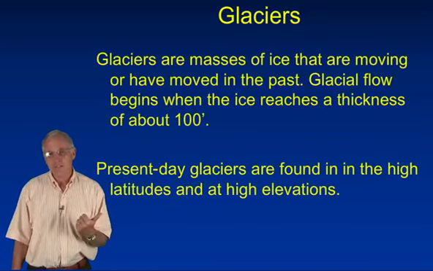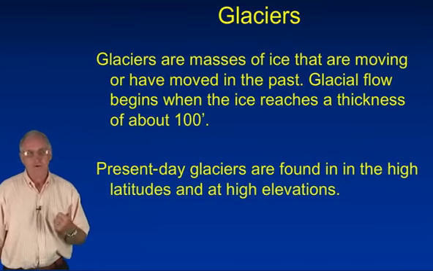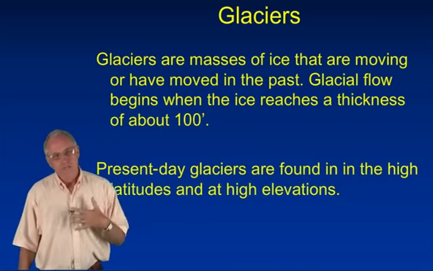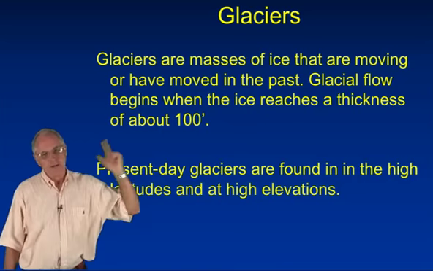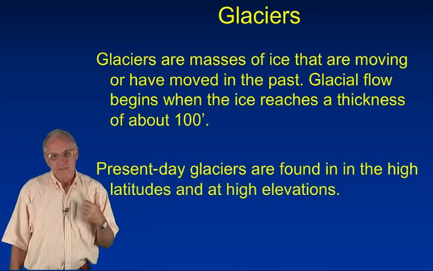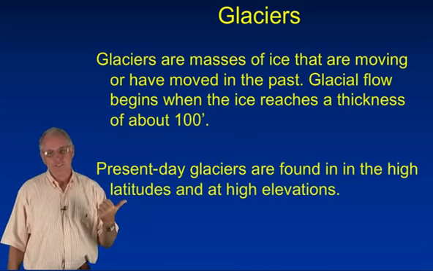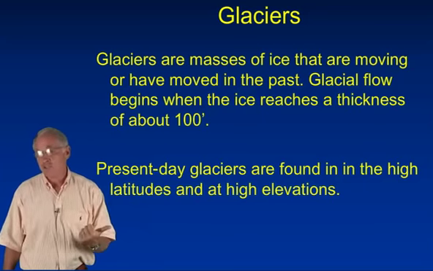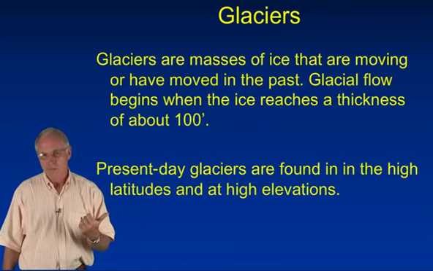We'll start with a consideration of glaciers as a feature. They're masses of ice that are moving at present or have moved in the past. Glacial flow begins when the ice reaches a thickness of about 100 feet. The actual thickness that's critical is dependent partly on the temperature of the ice and the surface slope.